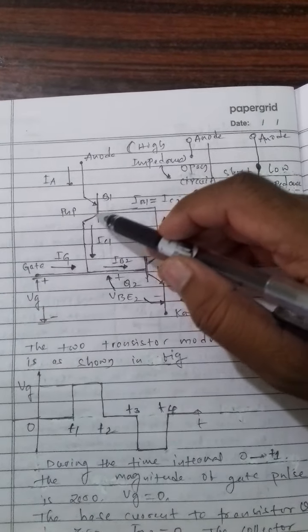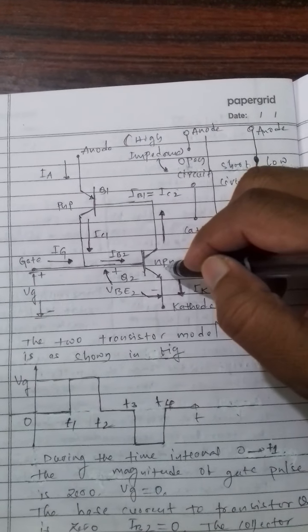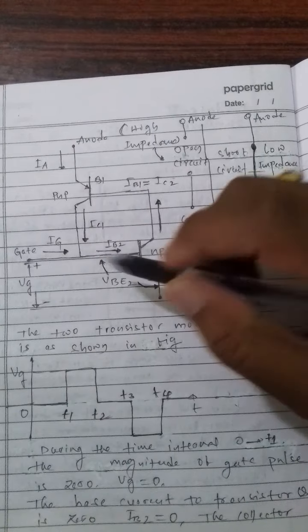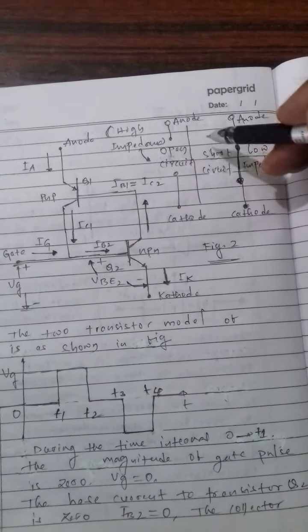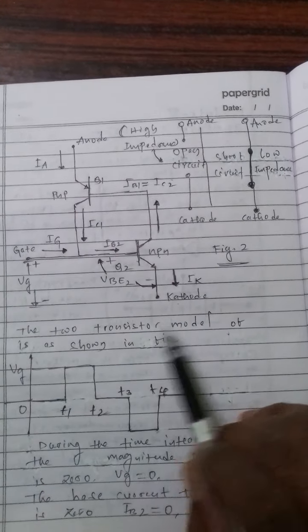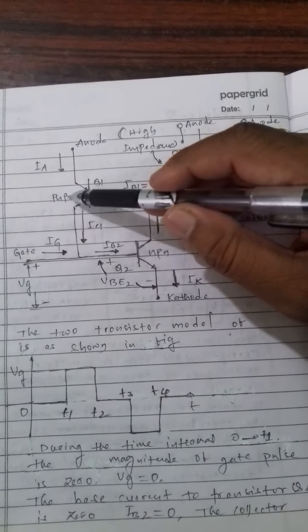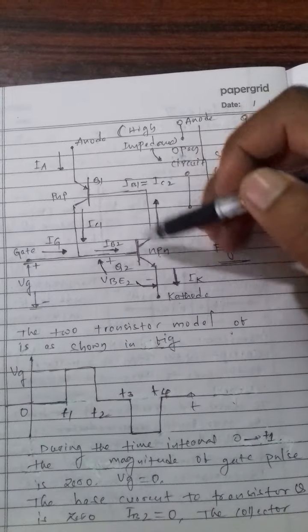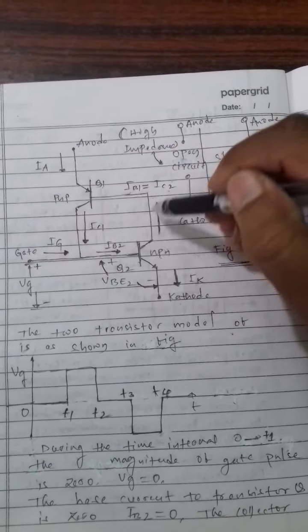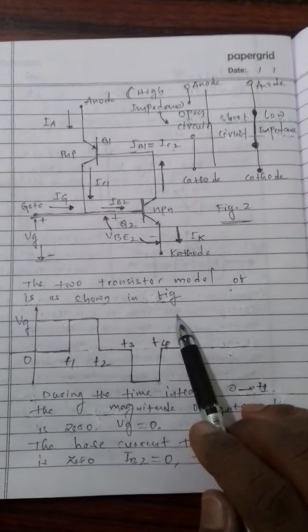Here this is the PNP transistor, and this is the NPN transistor, so that here it is the anode, here the cathode and here the gate. In the two transistor model, the PNP is transistor Q1 and the NPN is transistor Q2, with base currents IB1 and IB2. The two transistor model is as shown in the figure.